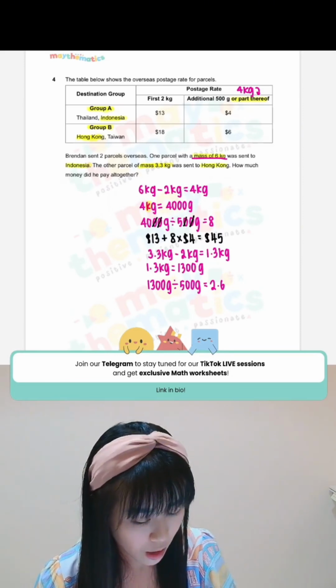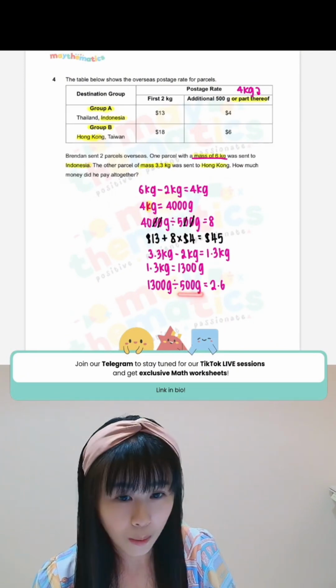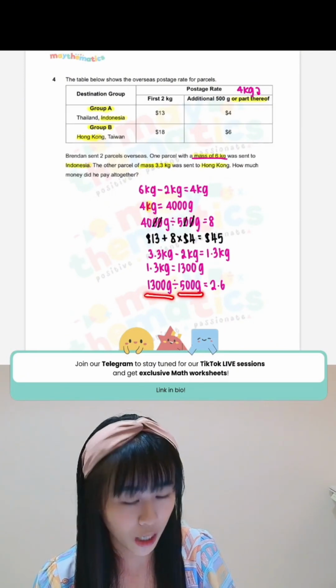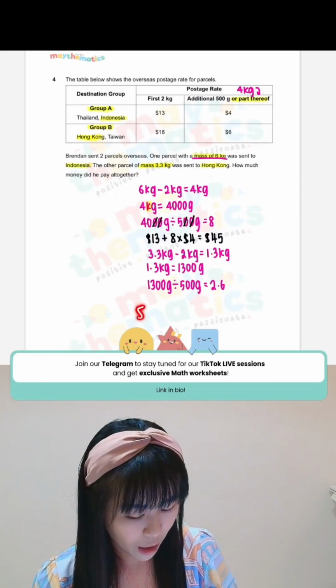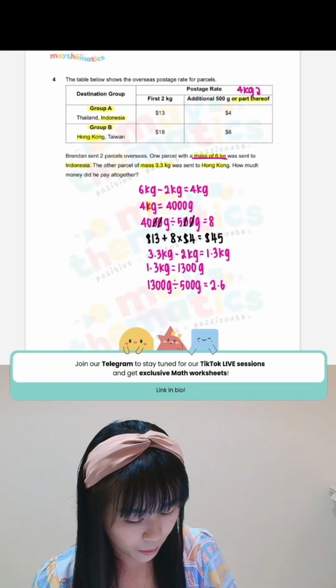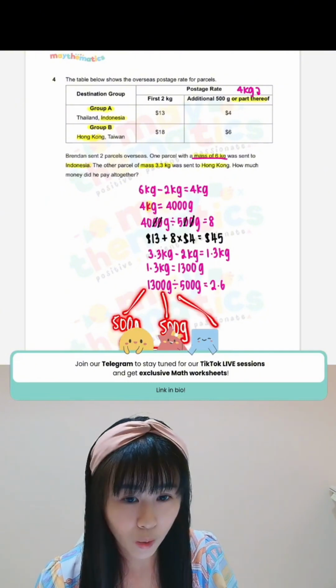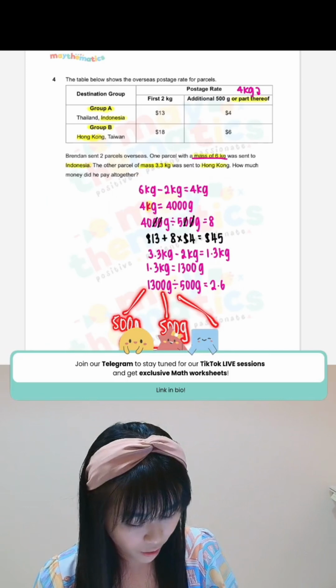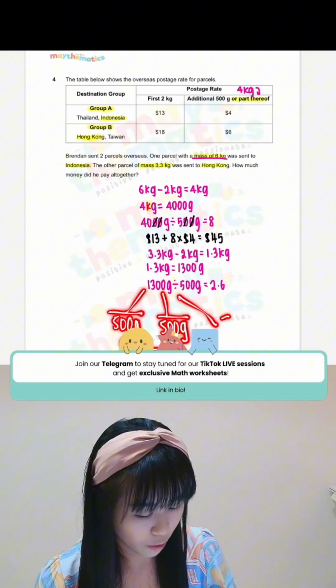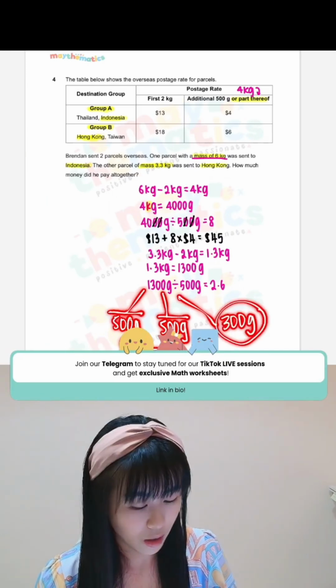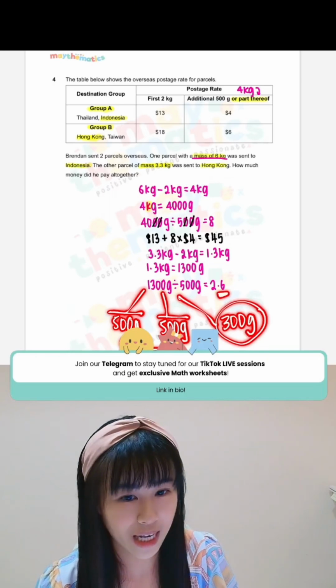Because how many 500 are there in 1,300? 500 gram can only make up 2 of them. 500 gram, 500 gram, that will give you already 1,000 gram. Then you take 1,300 minus away the 500, minus away the 500, you'll be left with 300 gram. And this 300 gram is the 0.6 that is represented here.